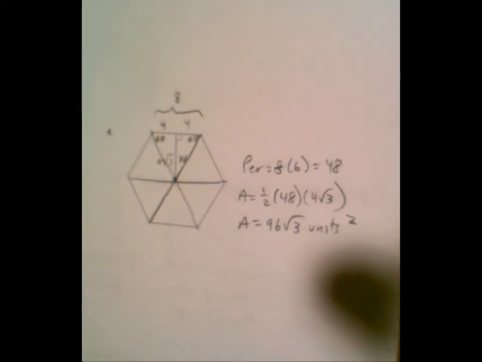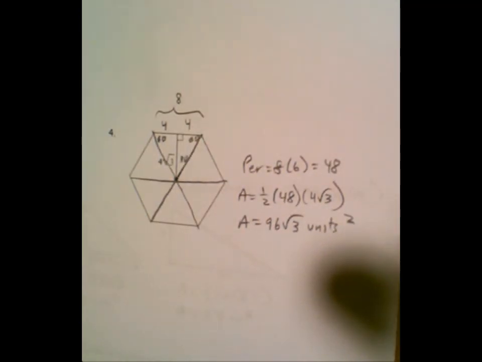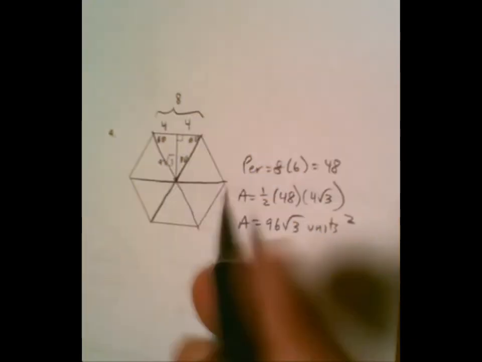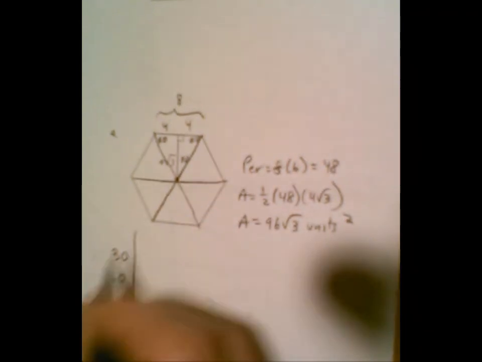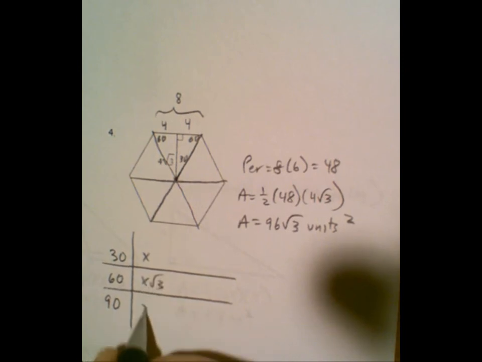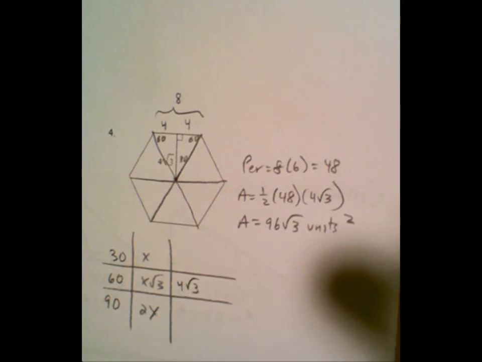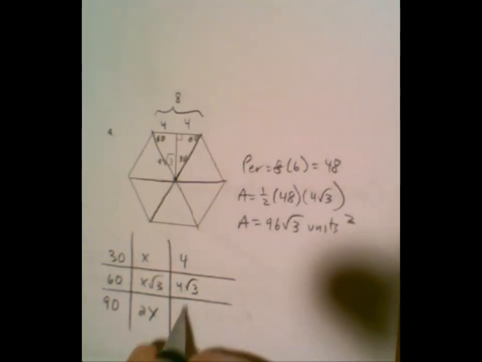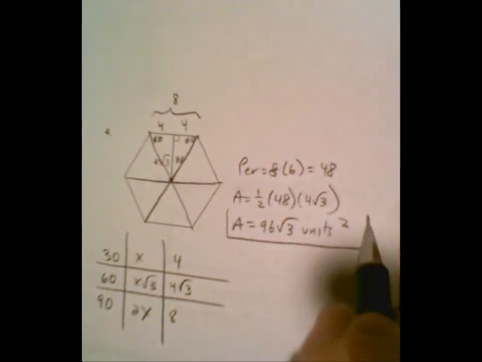Numbers 1, 2, and 3 are just done by the formula 1/2 the perimeter times the apothem, and they gave you enough numbers to be able to figure out what everything is. It was only this one we had to figure out. And for those who don't understand the 30, 60, 90, maybe this will help you: X, X rad 3, and 2X. So if this is 4 radical 3, then this is 4, and 2X would be 8. So anyway, the answer was this.